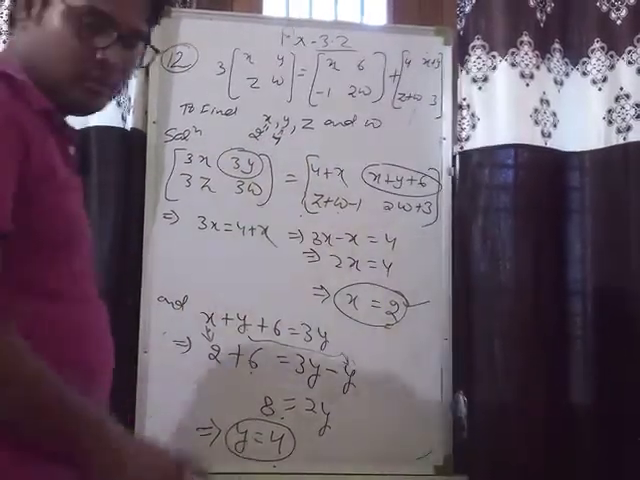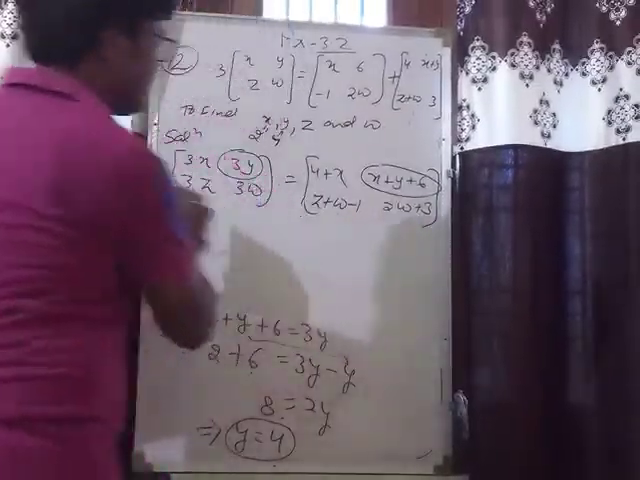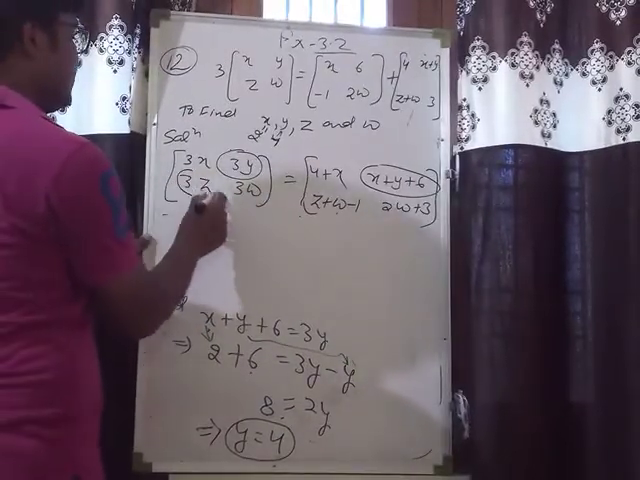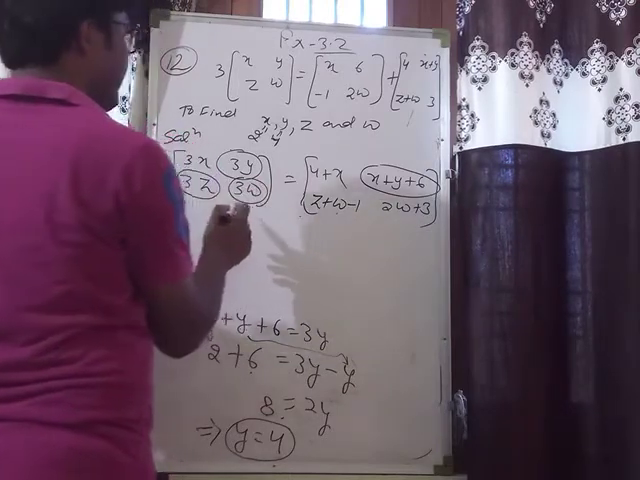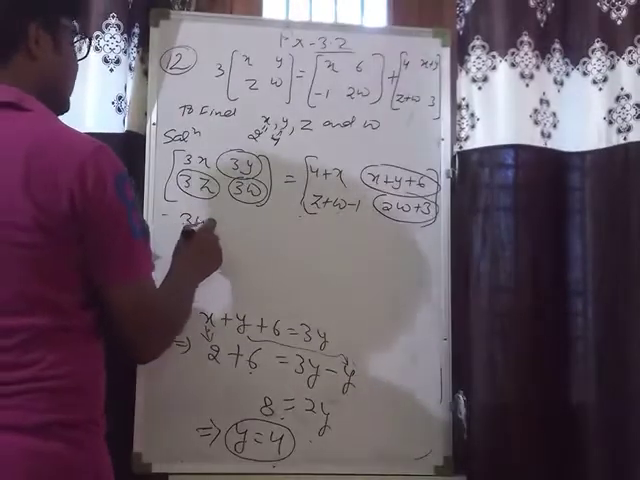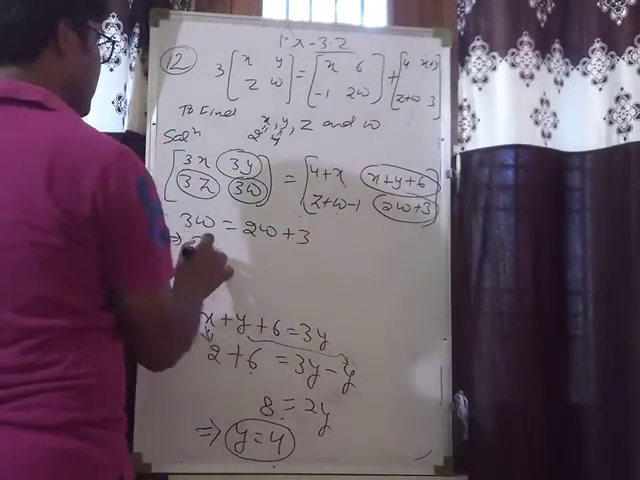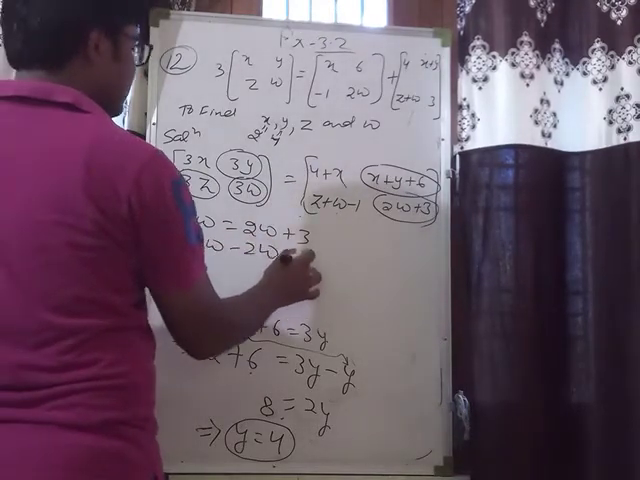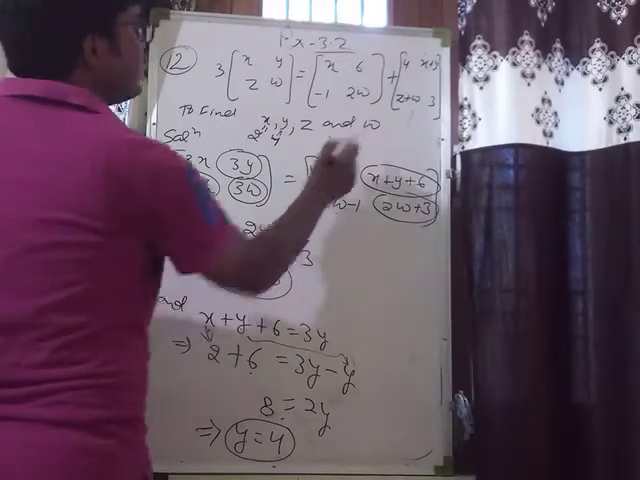Okay. Now for the next one, you can see 3w is equal to 2w plus 3. So from here 3w, and transfer this to the left side, minus 2w is equal to 3, means w is equal to 3. Clearly this w is equal to 3.